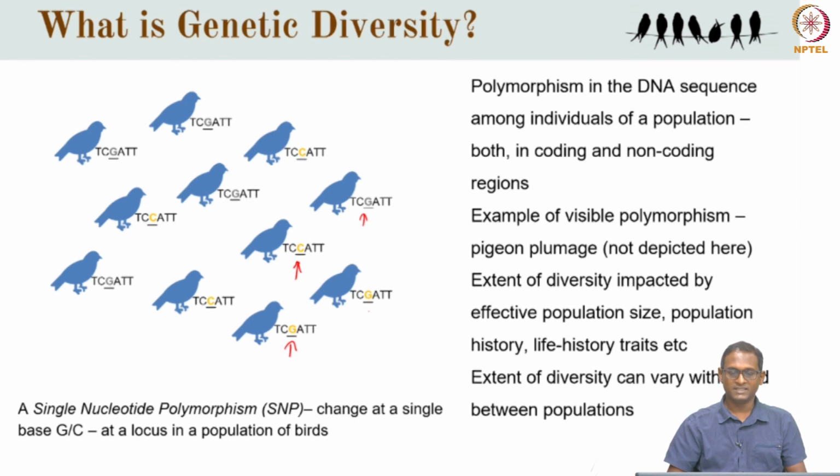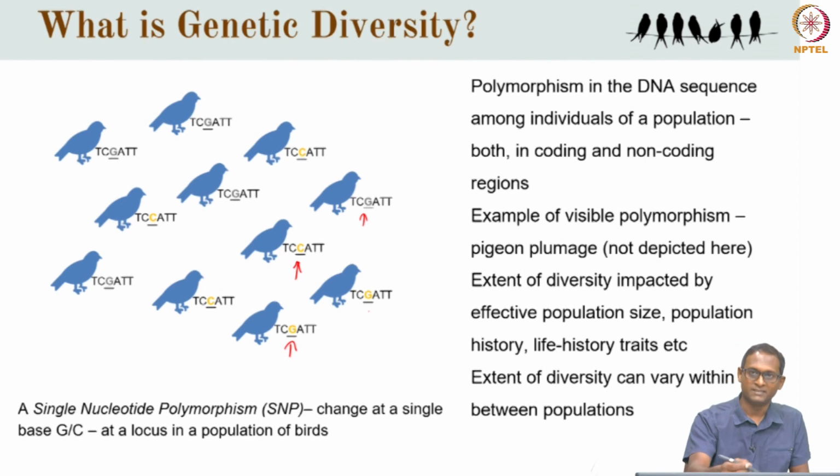And that is essentially changing between different individuals. It could either be a G or a C. This is just an example. But such a location, one point where there is a change, is called a single nucleotide polymorphism, or SNP in short. So at a single base locus, there is a change in what base occurs there.